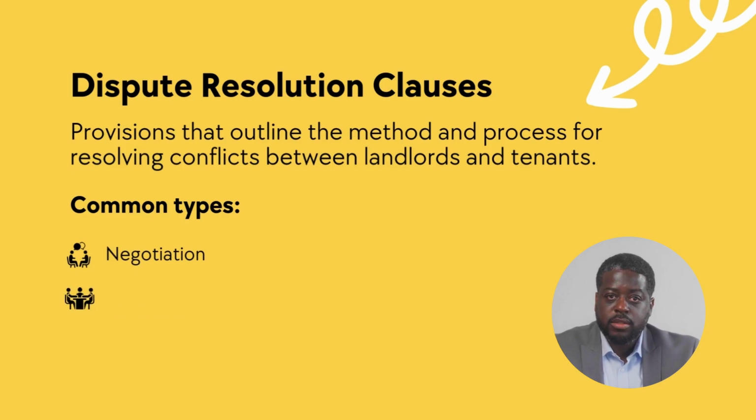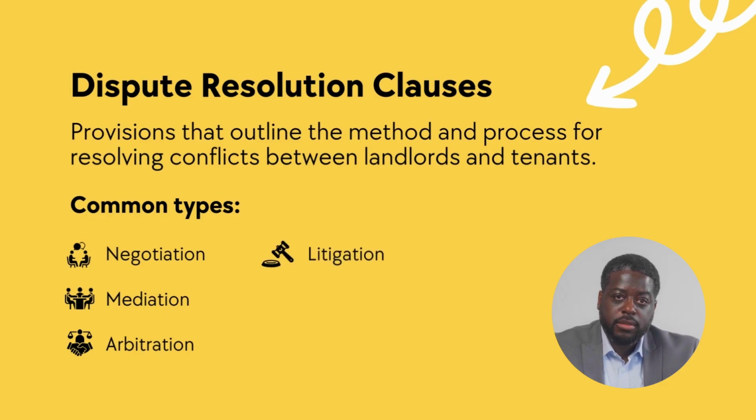Next is mediation. This involves a neutral third party who helps the disputing parties reach a mutually acceptable solution. Mediation is typically non-binding, meaning the mediator does not impose a decision. Another method is arbitration. In arbitration, a neutral arbitrator hears both sides of the dispute and makes a binding decision. This process is less formal than court proceedings and can be faster and more cost-effective.